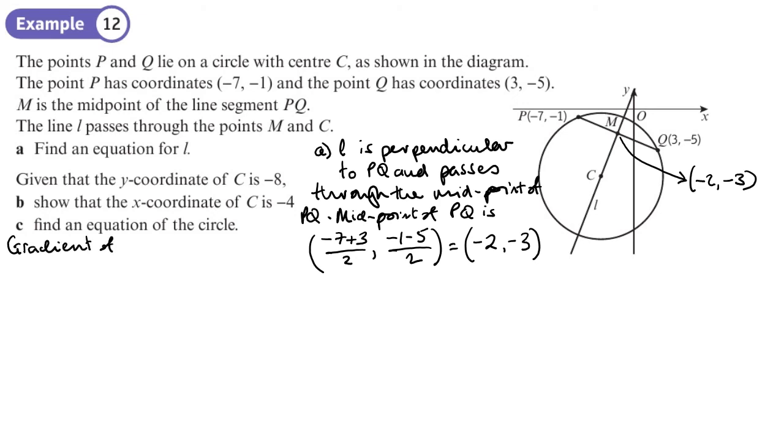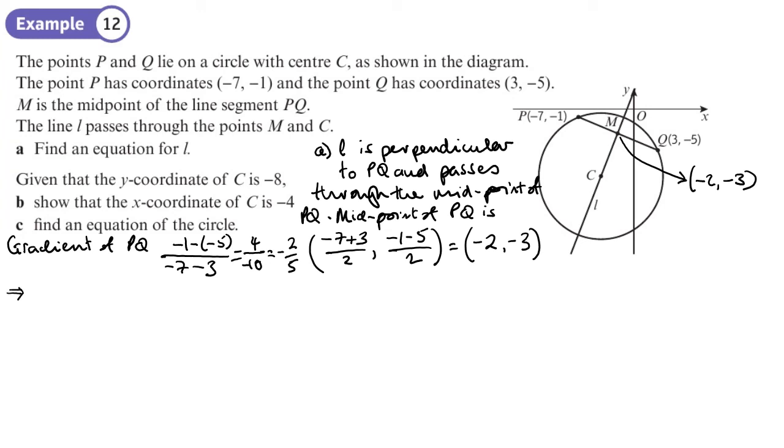Right, now we're going to find the gradient of PQ. So we are going to look at the change in the y coordinates. So let's do -1 minus -5 over -7 minus 3. So that will give me -1 plus 5, which is 4 over -10. So it's minus 2/5 is the gradient of PQ.